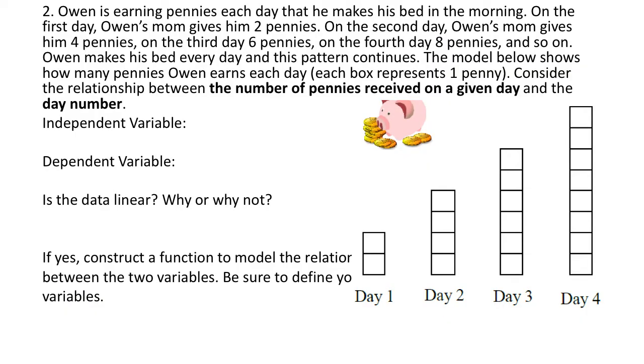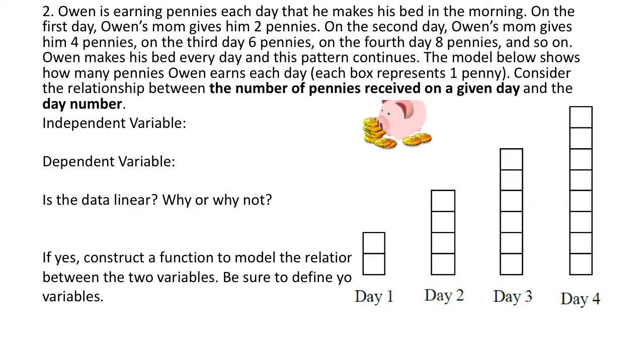All right, number 2. Owen is earning pennies each day that he makes his bed in the morning. On the first day, Owen's mom gives him 2 pennies, which is shown in this modeling right here, this chart. On the second day, Owen's mom gives him 4 pennies, so we got 4 boxes. Looks like each box is a penny. And then on the third day, 6 pennies, and on the fourth day, 8 pennies. And so on. So this pattern would continue in this way.